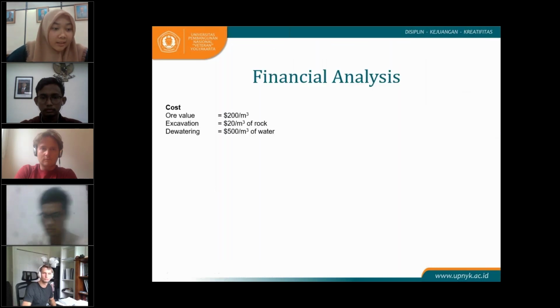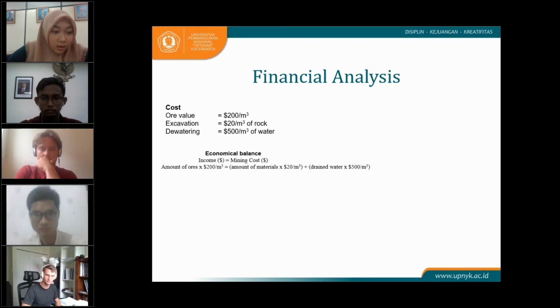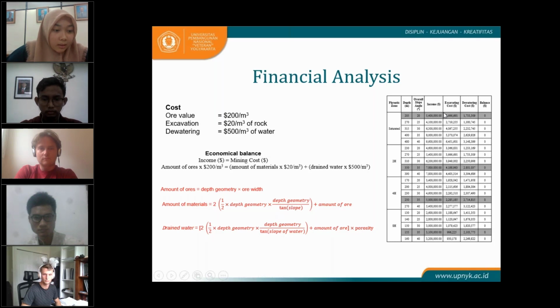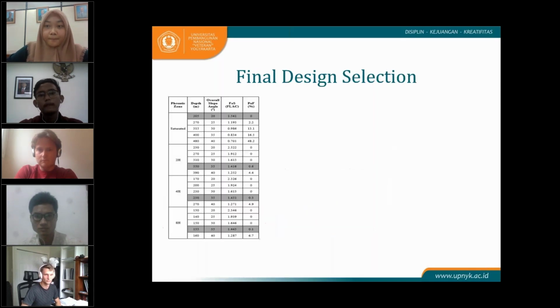For financial analysis, the costs considered were the value, excavating, and dewatering costs. For the economical balance, we set the income equal to the mining costs, and we can see the equation in this slide. And this is the table accumulating the economical balance from the geometries that we got from the graphical analysis before.